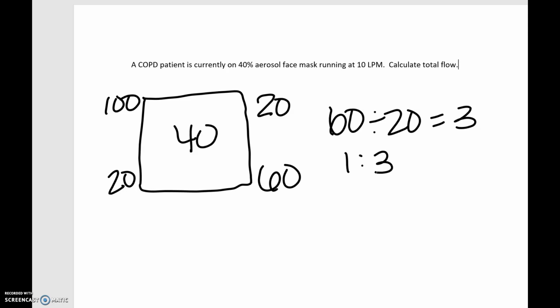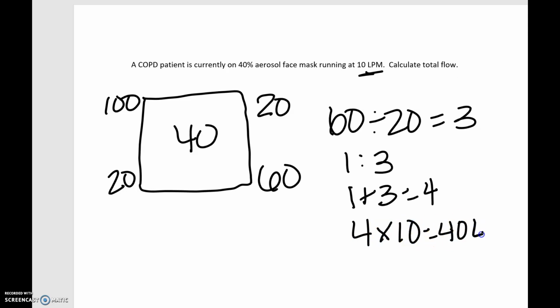Then we're going to add the ratio together. 1 plus 3 equals 4. And then we multiply it by our liters per minute. So we're going to take 4 times 10. So this patient has a total flow of 40 liters per minute.